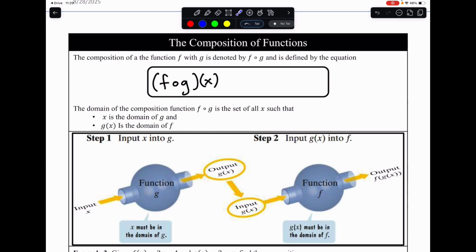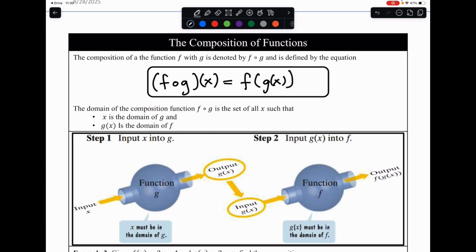And what this operation does, again, you can't see it, but I'm using air quotations, is that it plugs in the function to the right of this symbol into the function on the left. So it does this.